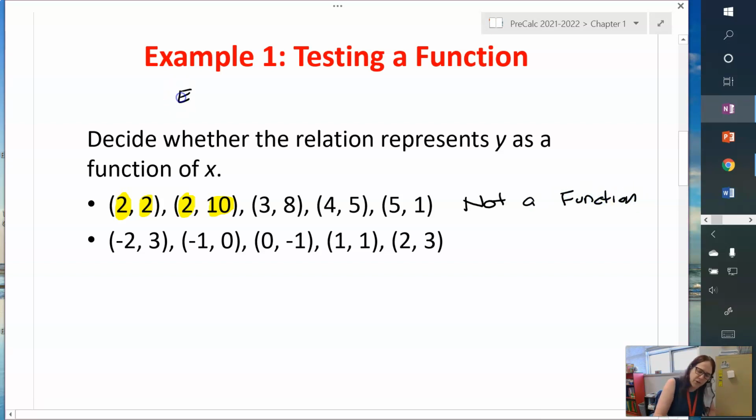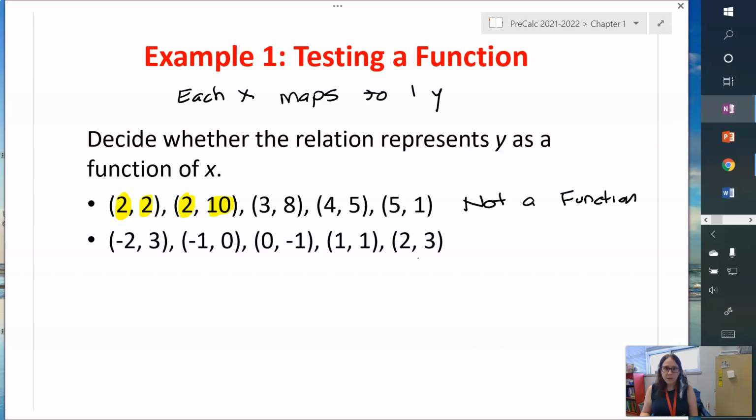Because remember, each x maps to one y. Now look at the second one. We have (-2, 3), (-1, 0), (0, -1), (1, 1), (2, 3). Now check the x-coordinates. Do any of them repeat? They do not. So this one is a function.